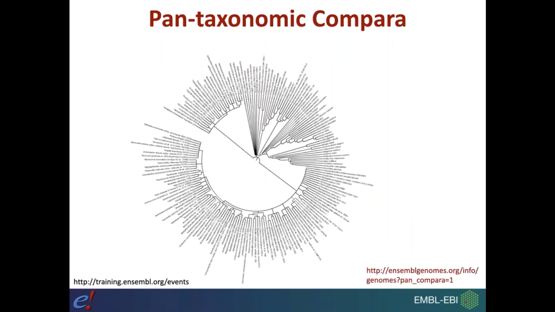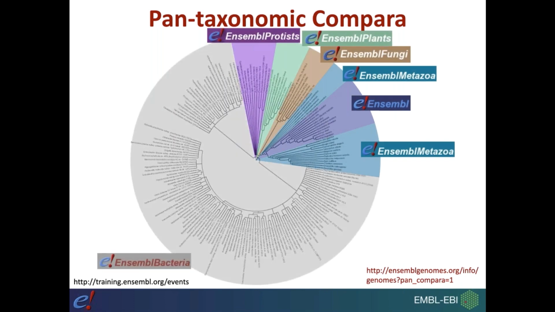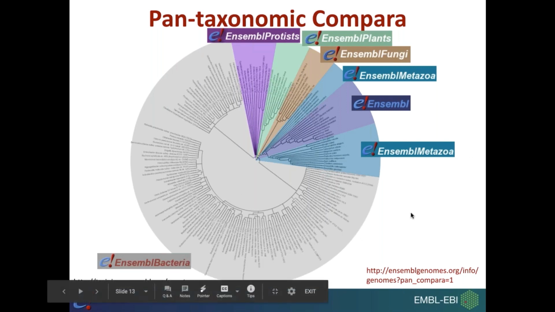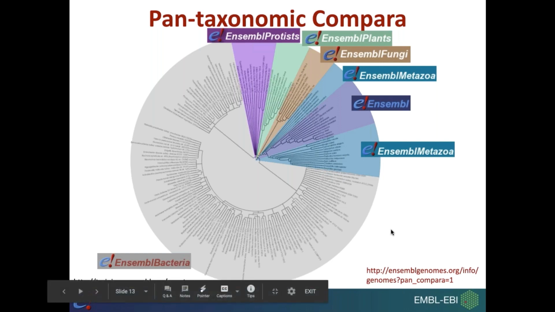There is a second level of analysis here, and this is called pan-taxonomic compara. Here we take a representative subset of genomes from Ensembl Metazoa, fungi, plants, protists, and bacteria. So from all the different divisions in Ensembl Genomes, our non-vertebrate sites, and compare across those species. We need to use a subset because we can't do this analysis for all species that we have, and the species that we use are chosen to be representative of different clades.